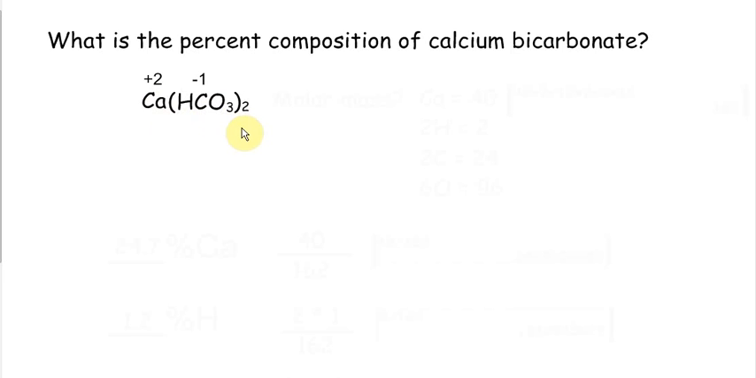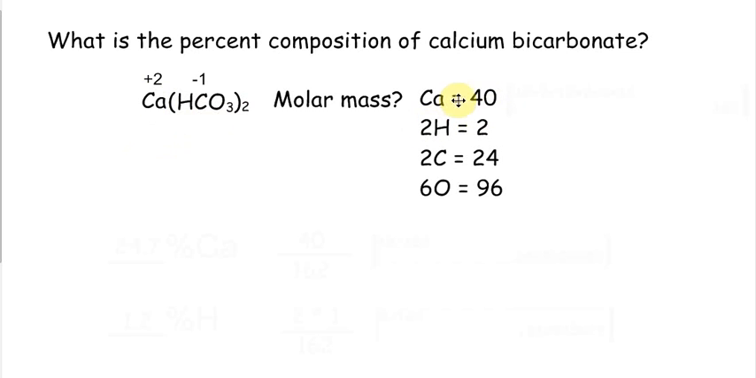The next thing we need to know, since we're doing this by mass, is what the whole mass is. So we need to find the molar mass, or the formula mass, the formula weight, of our calcium bicarbonate. If you go back and look at your notes, what we're going to do is just add up all the elements in the compound. So I have calcium, there's 1 of them.